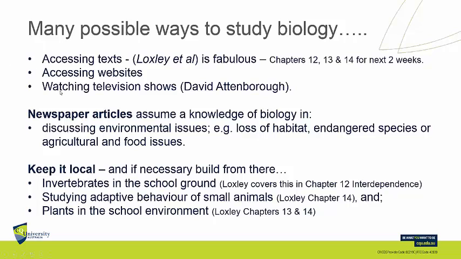Accessing texts, accessing websites, watching television shows. Newspaper articles have a reading age of about 12 years of age, so in order to read some science in the newspaper, and whether it's environmental issues, habitat and species, or agricultural and food issues, you're going to need to have a fair bit of scientific literacy behind you. So it's a good starting place. Keep it local is my recommendation.